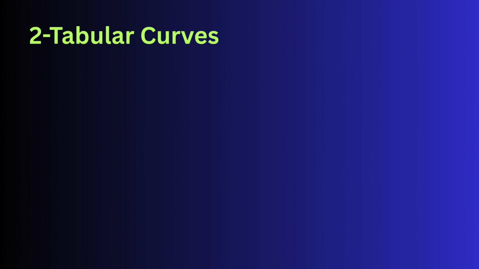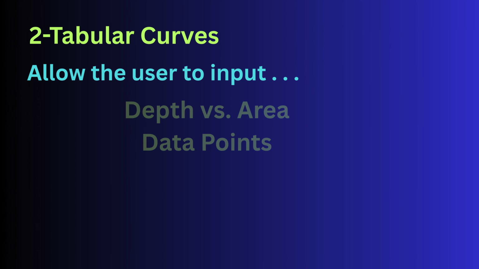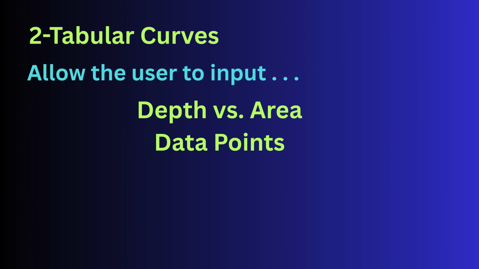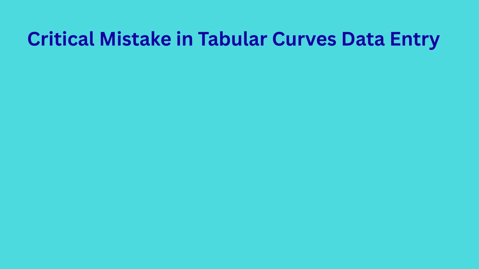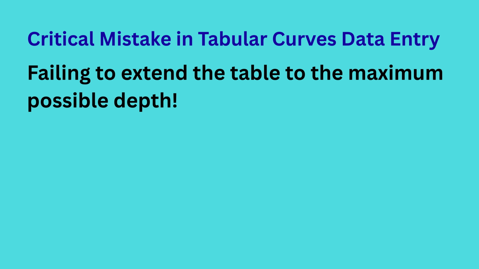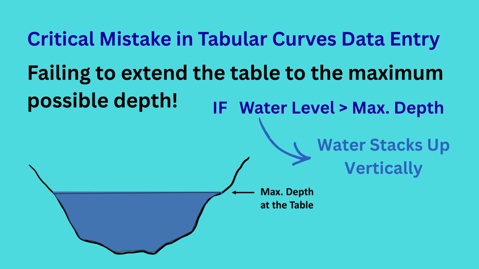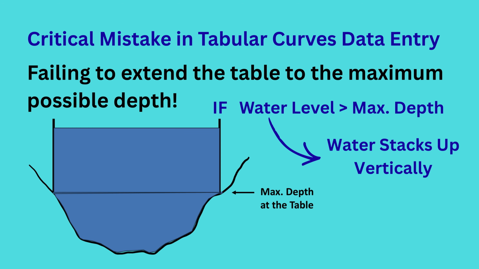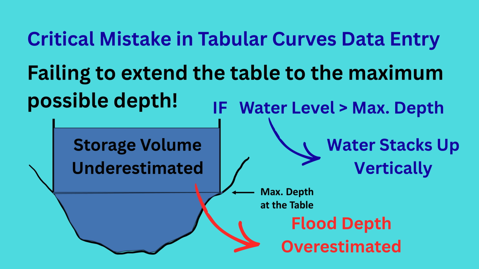The alternative option is the tabular curve, which allows the user to input a user-defined series of depth versus area data points. SWMM integrates these using the trapezoidal rule to determine volume at any depth. A critical mistake here is failing to extend the table to the maximum possible depth of the node. If the water level rises beyond the highest depth in the table, SWMM typically extends the last area value vertically, treating the rest of the storage as a cylinder. If the actual pond continues to widen like a floodplain, this results in a severe underestimation of storage volume and an overestimation of flood depth.